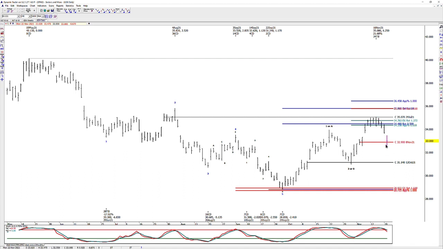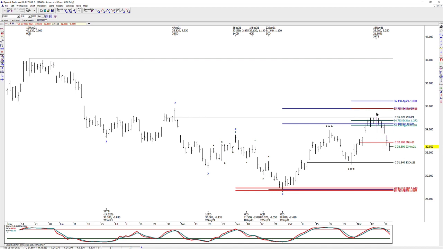So we've traded below where the stop is. We haven't closed below it. Now we have. So let me once again. We exited on the close, made a modest profit on both of the units.